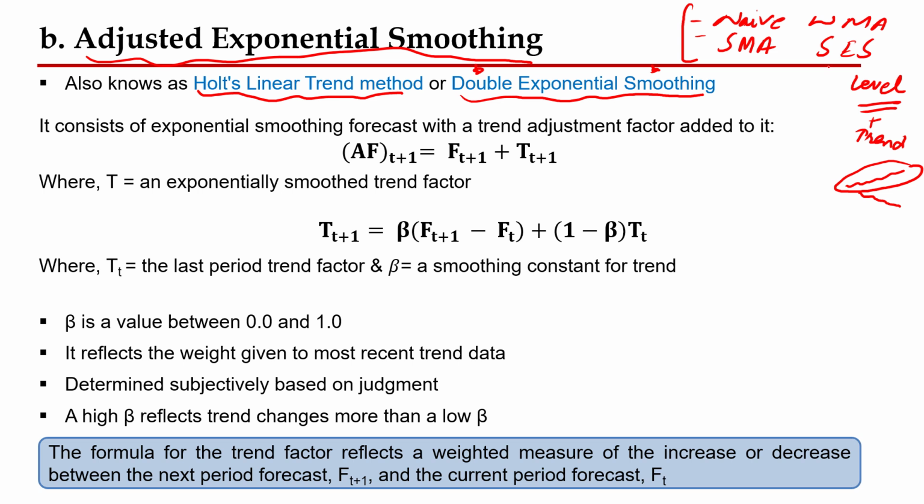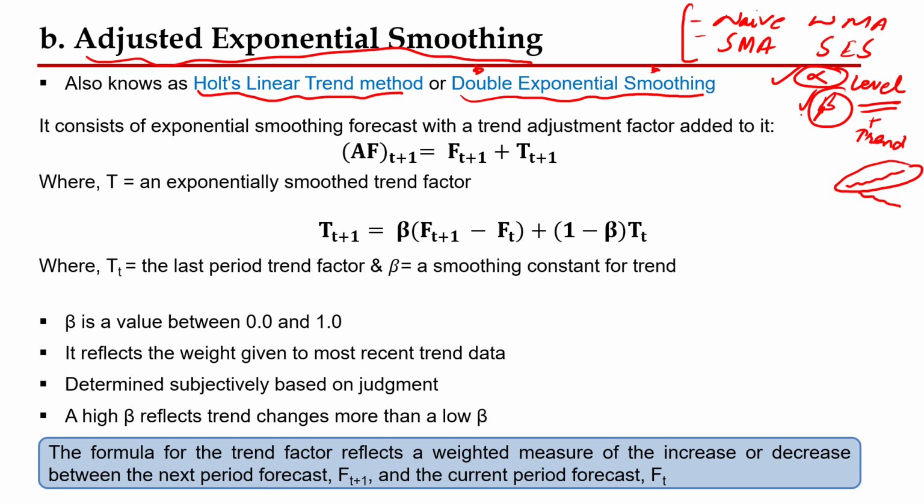Because in simple exponential smoothing we only had a single smoothing factor, or weighting factor. In adjusted or double exponential smoothing, we have two smoothing factors: one is alpha and another is beta. The alpha component deals with the level component weightage, whereas the beta component deals with the trend factor to find out the trend weights.